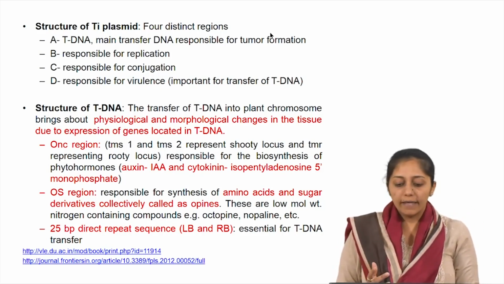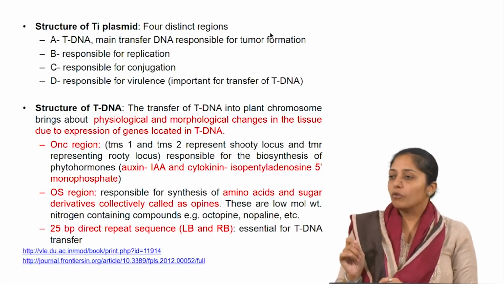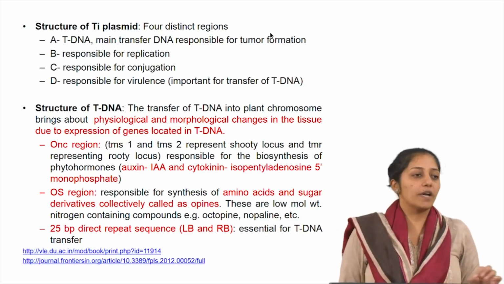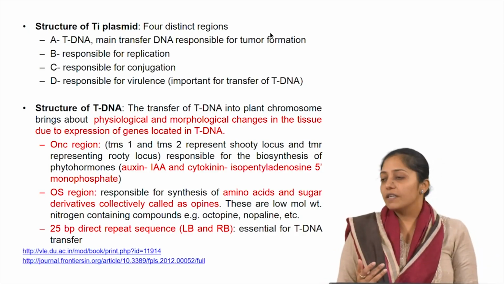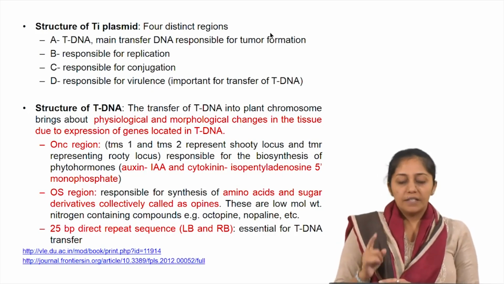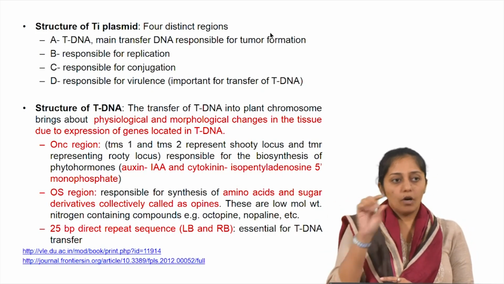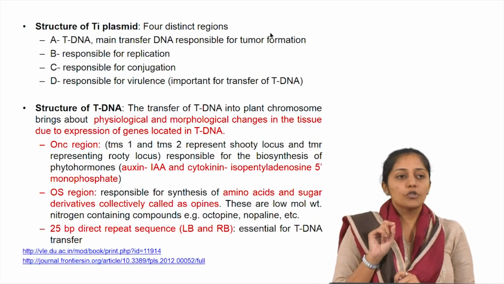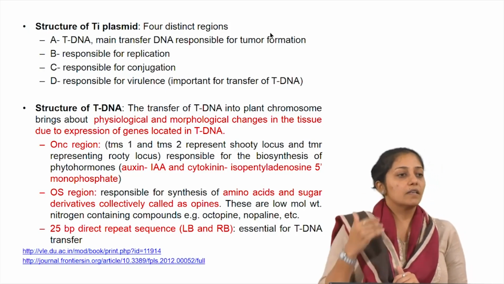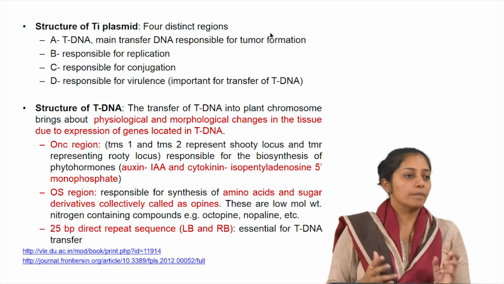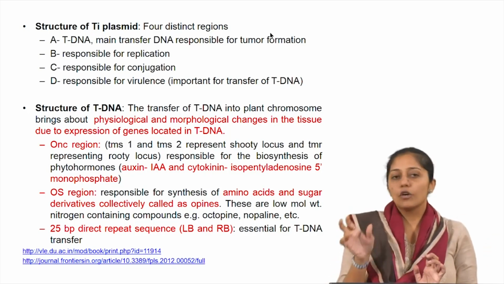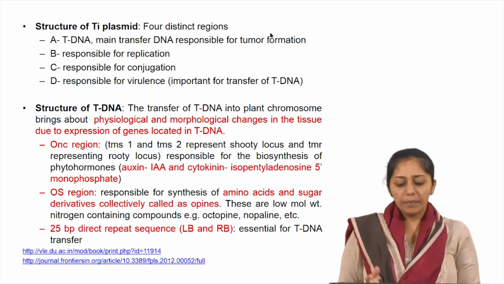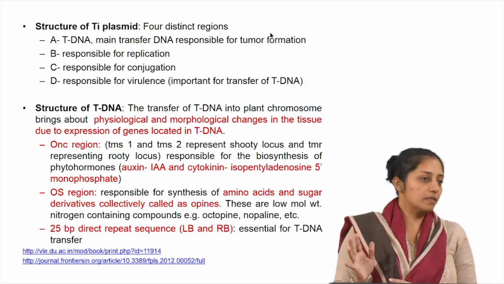The transfer of tDNA into the plant chromosome brings about physiological and morphological changes in the tissue due to expression of genes located in the tDNA. The ONC region, which is the oncogenic region, has TMS1 and TMS2, which are different loci or positions of the genes. They represent the Shooty locus, which means they express to produce cytokinins. That's why they are called the Shooty locus. What kind of cytokinin? Generally it is IPA, which is isopentenyl adenosine.